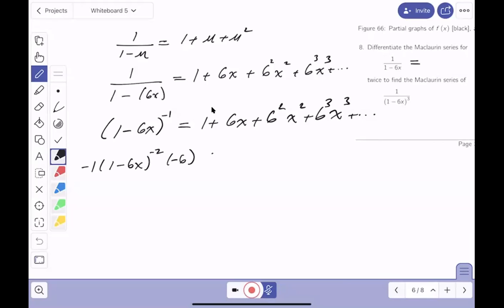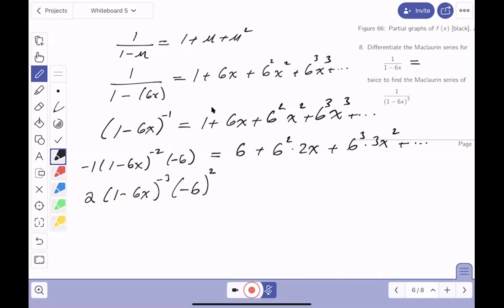All right, that's not so bad. That's one differentiation. What do we get over here? 6 plus 6 squared times 2x plus 6 cubed times 3x squared plus, I think you get the idea. Let's differentiate again. That's going to be tough. 2, 1 minus 6x, minus 3 minus 6 squared.